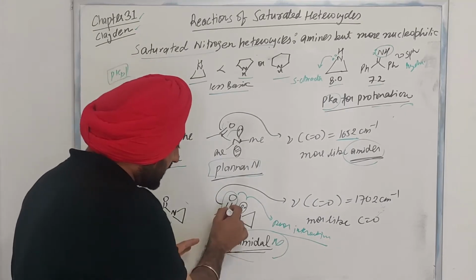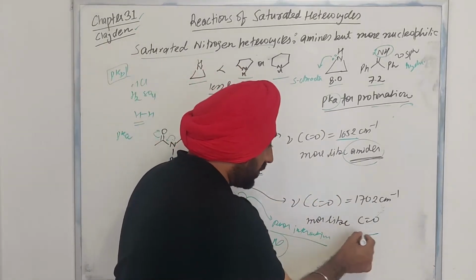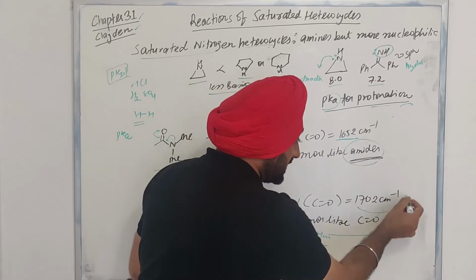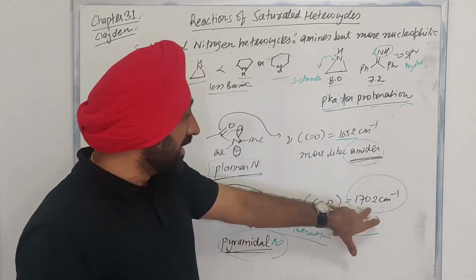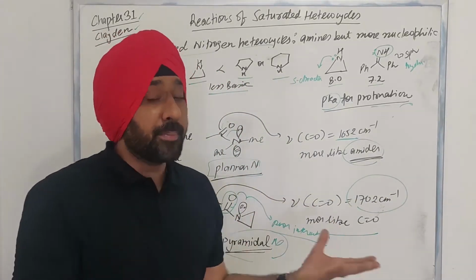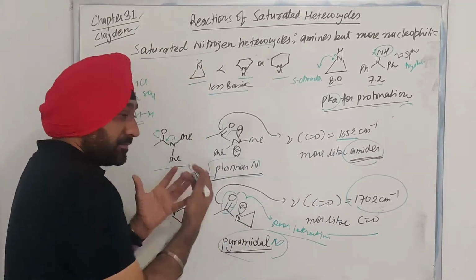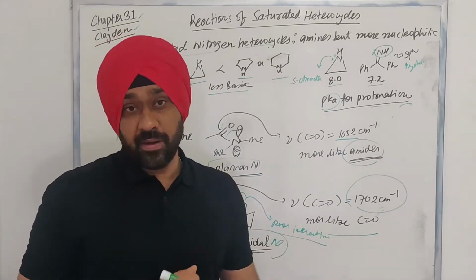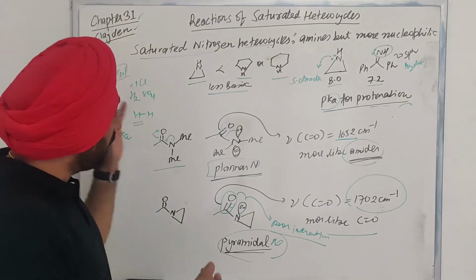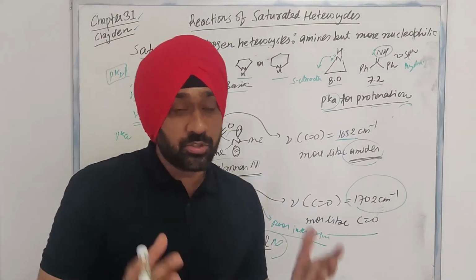as a result of which this carbonyl behaves more like a normal carbonyl. That is the reason why you can see the stretching frequency of this carbonyl is 1702, which is typical of ketones because of the reasons that I explained here. Okay, so this is very, very important data or the details that you should be aware of.